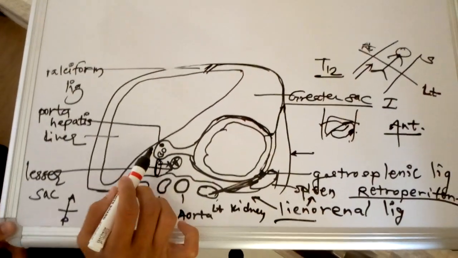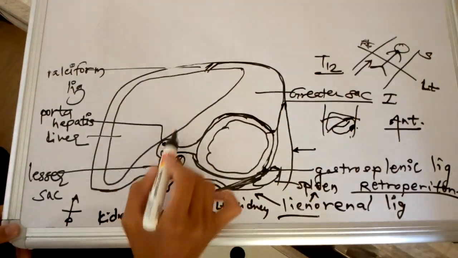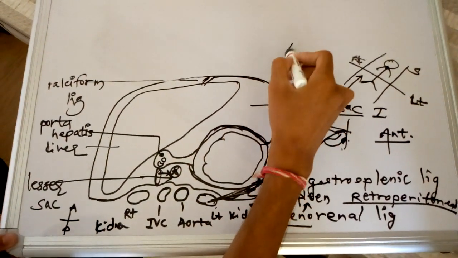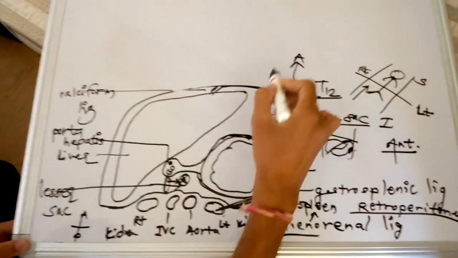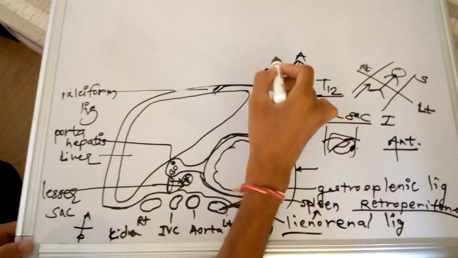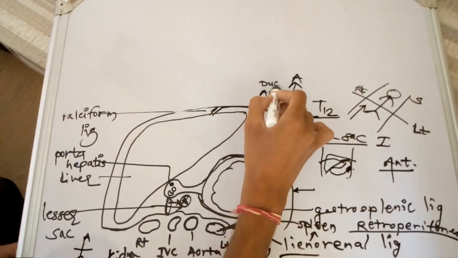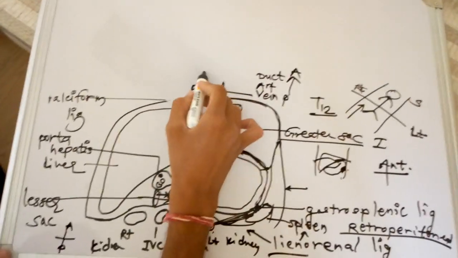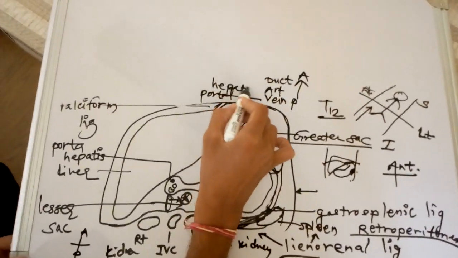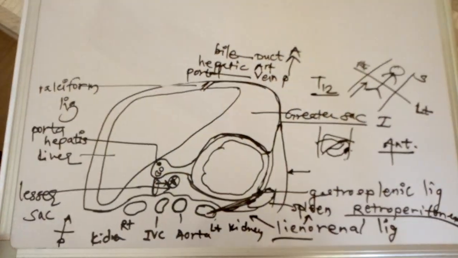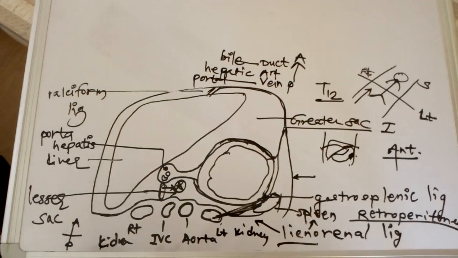Okay, so I will explain. This is the vein. The order from posterior to anterior is first vein, then artery, and then duct. Which vein? This is the portal vein. Which artery? Hepatic artery. And which duct? That is the bile duct. This is the sequence. Let us see another diagram which will clarify.